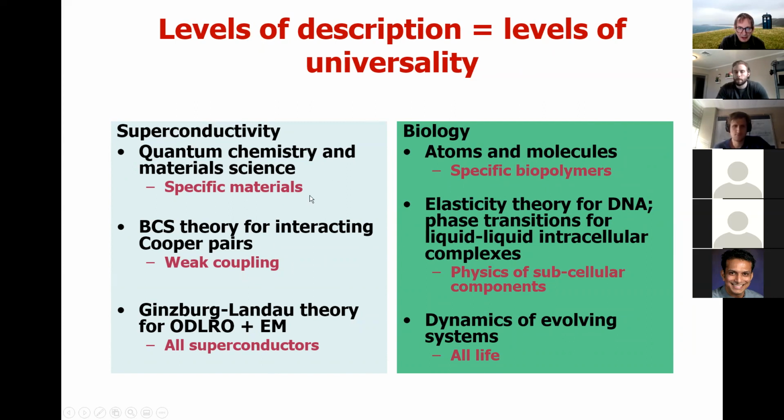This level of description is good for describing specific materials. This level of description is good for describing weak coupling superconductors, but definitely not high temperature superconductors. And this level of description, the symmetry and gauge theory description, is good for describing all superconductors.